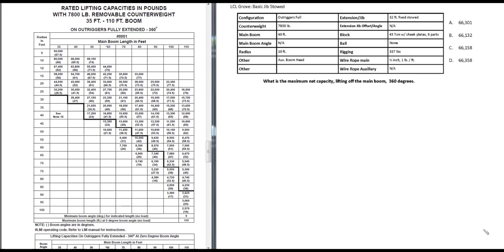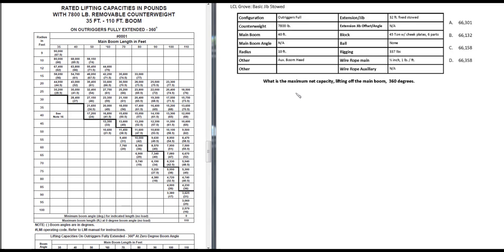Let's do a Grove telescopic boom problem. We have our data table with most of the information we'll need to solve the problem. We have the question and we have the answer options. What is the question looking for? It's looking for net capacity. What is the maximum net capacity?